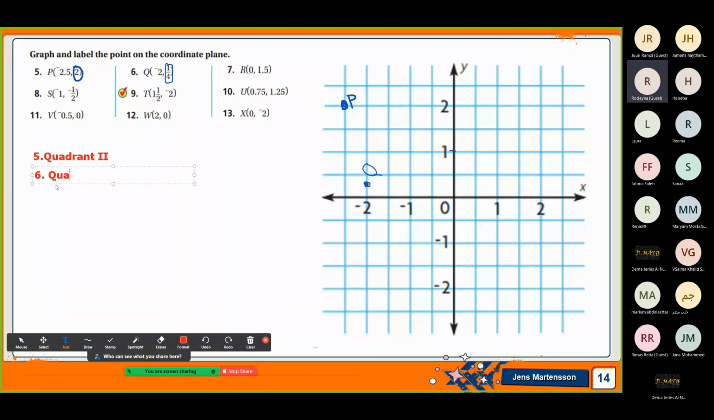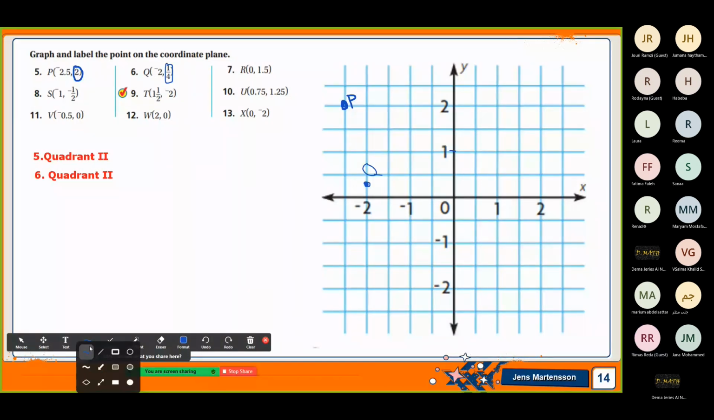Can you repeat again? Which quadrant? 1, 2, 3, or 4? 2. Bravo. Number 7. Thank you, Rudaina. Number 7 now. Rimas.